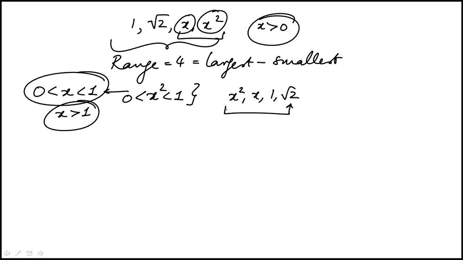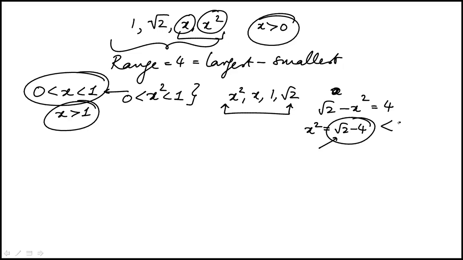In this case, the range is given to us as 4, which means root 2 minus x squared is equal to 4. And if we try to set this up equal to x squared, this would be root 2 minus 4. And we know that root 2 is less than 4. So this would turn out to be a negative number, which is not possible, which means that x cannot be between 0 and 1.